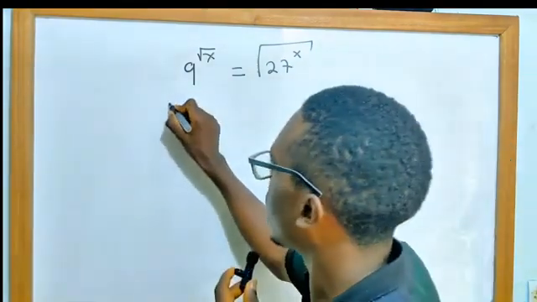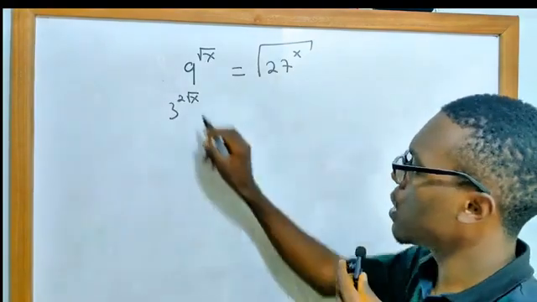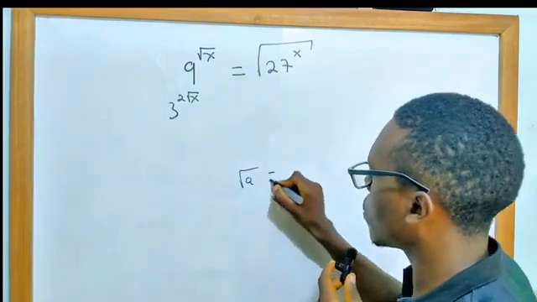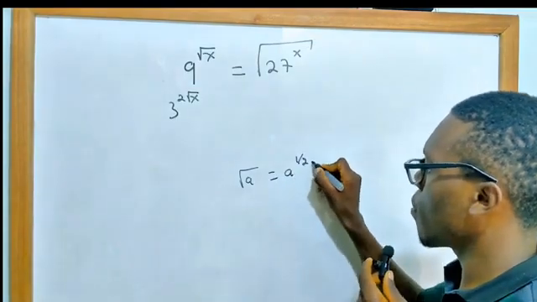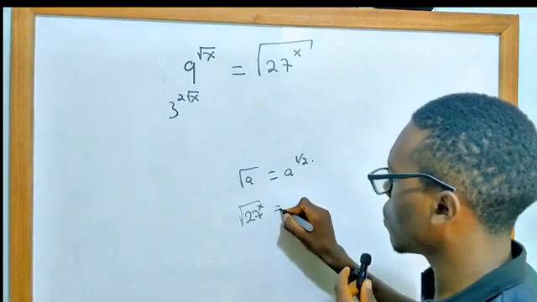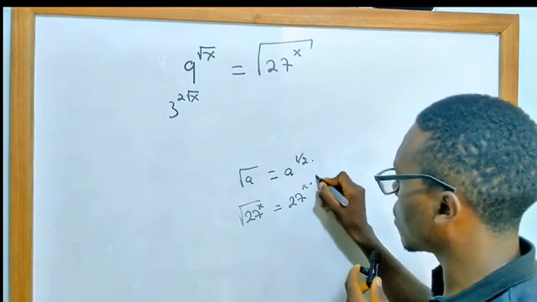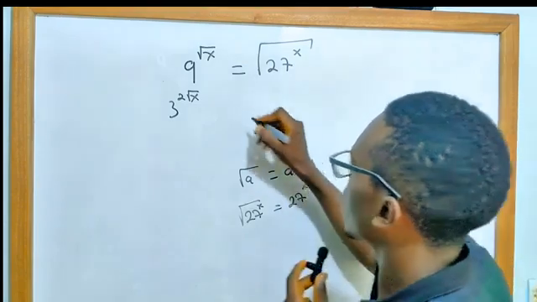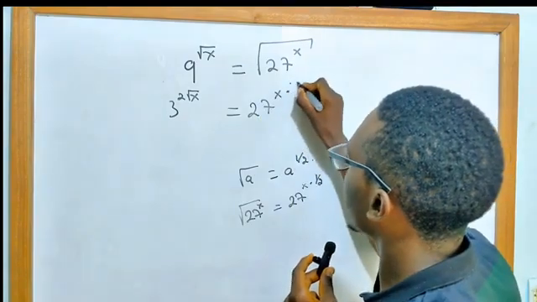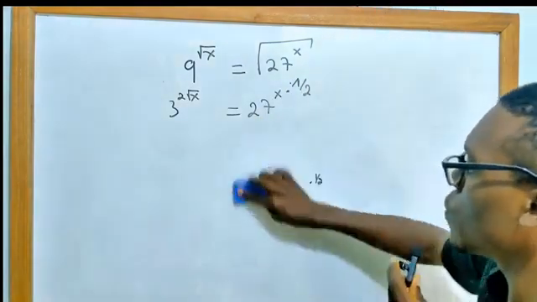3 square. Okay, that will be 3 to the power 2 root x, because 9 is 3 square. And on the other side, we know that root of a is equal to a to the power half. Therefore, root of 27 to the power x is equal to 27 to the power x times half. Okay, proceeding with this point, we are going to move on.